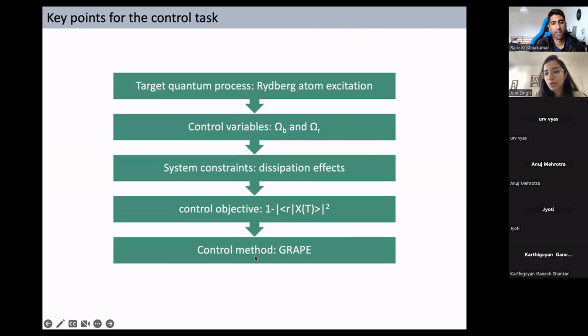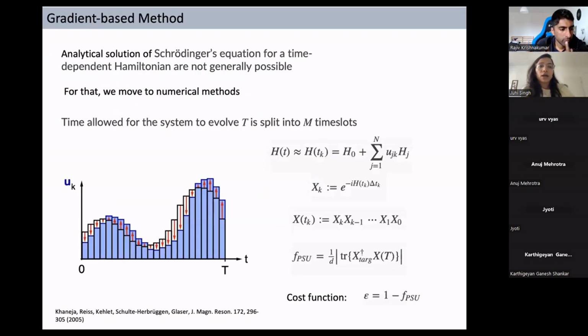And now it comes to the control method. The particular control method that I used in my work was GRAPE. It is a part of open loop control, so we are here doing open loop control, the gradient-based thing. I will just try to explain what GRAPE is next. GRAPE is just a gradient-based method, as I said, open loop control.